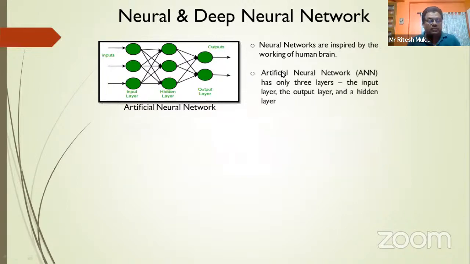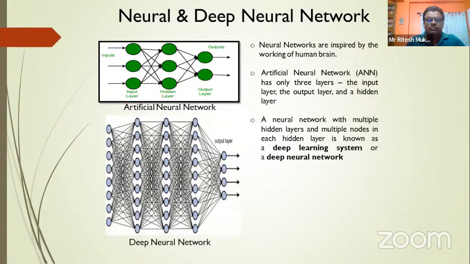One image is there for your better understanding. A neural network with multiple hidden layers and multiple nodes in each hidden layer is known as a deep learning system or deep neural network. So one is the conventional artificial neural network, another one is the deep neural network. In case of a deep neural network, more than one hidden layer is there, right?